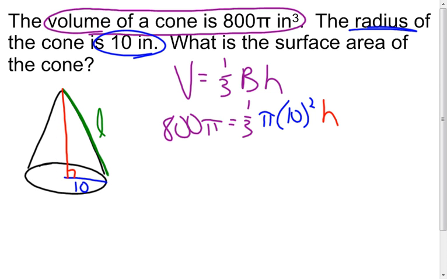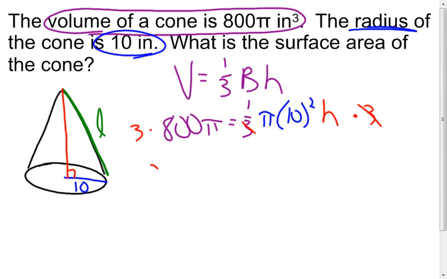So I'm going to go through and I'm going to solve this equation. Now the first thing that I'm going to look at doing is eliminating fractions. I don't like to deal with fractions if I don't have to. So I'm going to multiply both sides by 3. So if I multiply by 3 over here, multiply by 3 over here, now my 3 in the denominator, 3 in the numerator, that's going to go away.